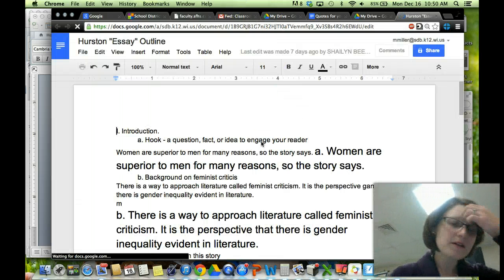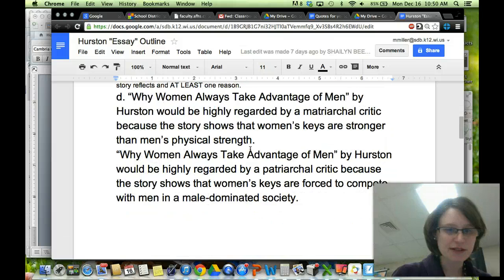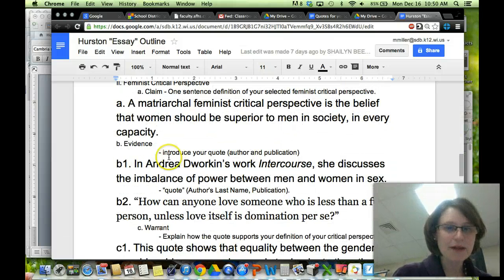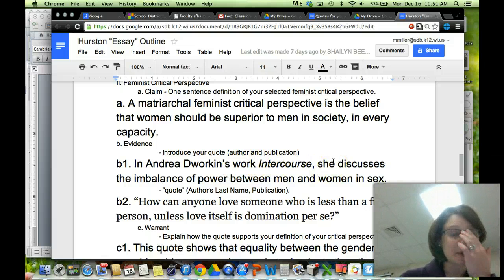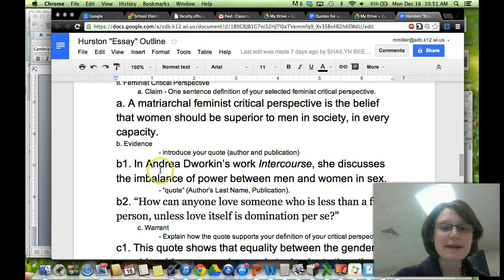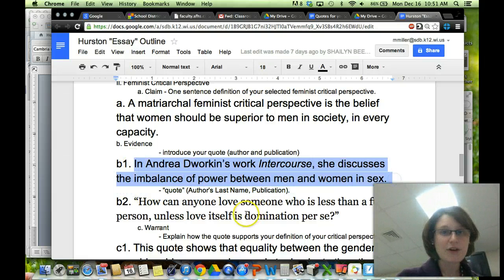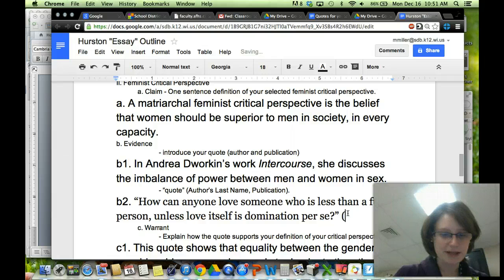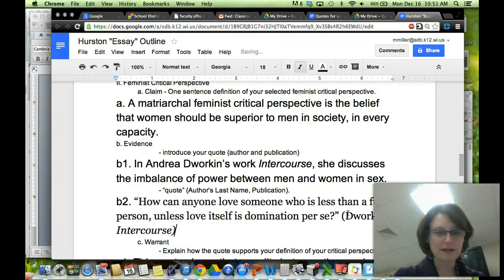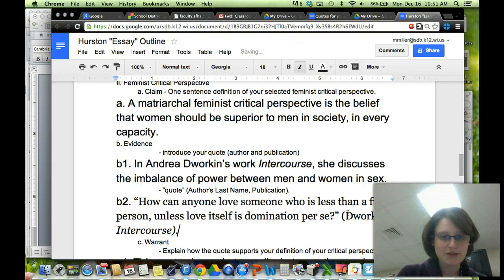Here we go. Okay. What we did here is we introduced the quotes. We said, in Andrea Dworkin's work, Intercourse, and it's italicized because it's the name of a publication, she discusses the imbalance of power between women and men in sex. Okay, so after that introduction, you're going to actually include the quote. And here is the quote. Then you would say Dworkin, and then just put Intercourse. The reason that we don't have a page number is that you just have to put the publication.